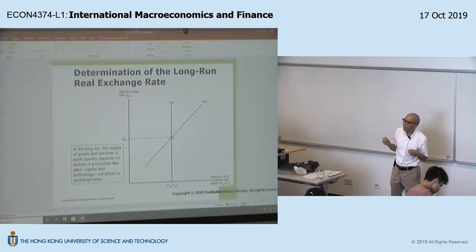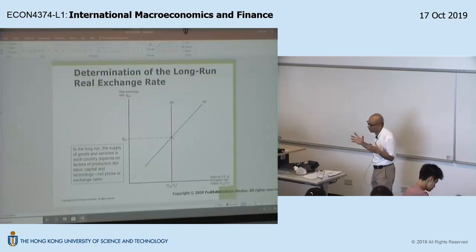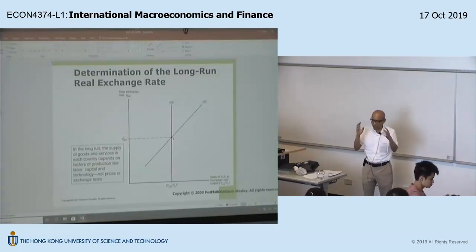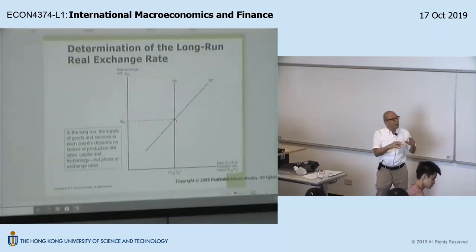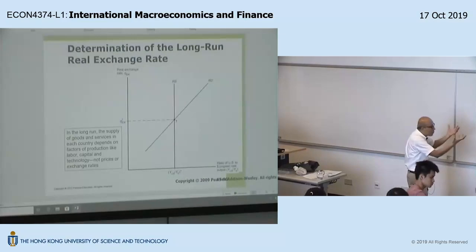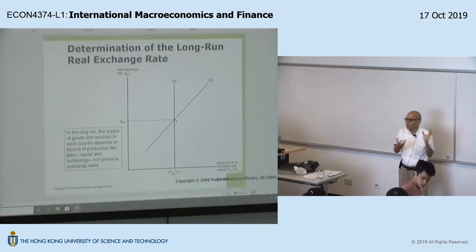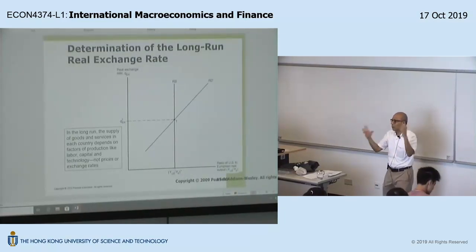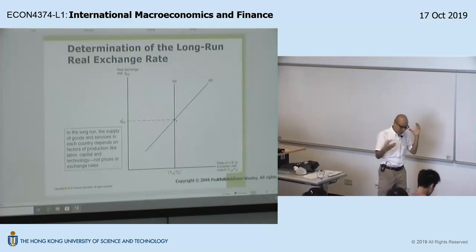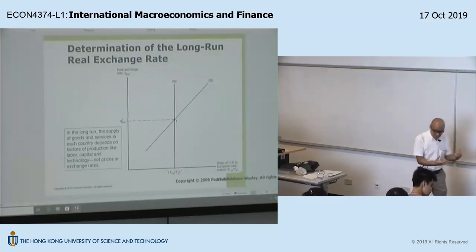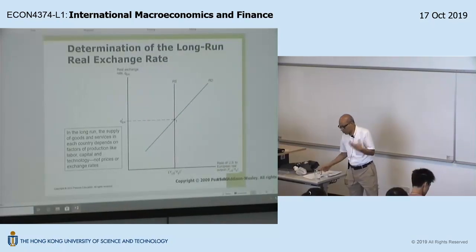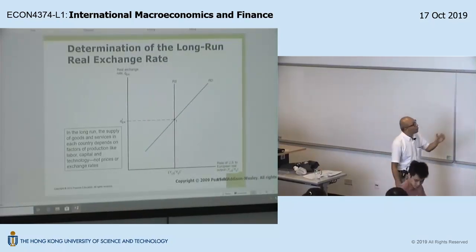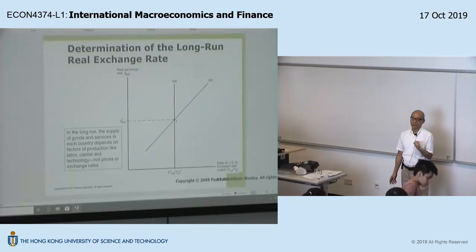That's based on partial equilibrium analysis. You just focus on one market. But here we're talking about general equilibrium analysis, because both markets have to be in equilibrium. You have the foreign market, you have the home market. So in a general equilibrium sense, we talk about relative supply and relative demand.